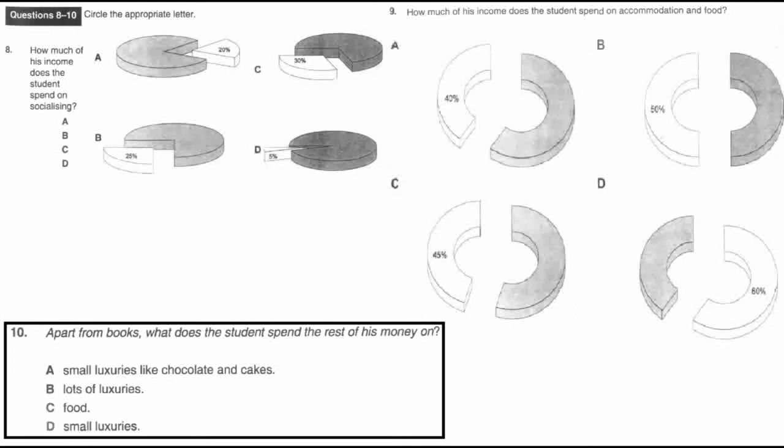For these questions, there are 4 alternatives, A, B, C, and D. Decide which alternative is the most suitable answer about what you hear, and circle the appropriate letter.